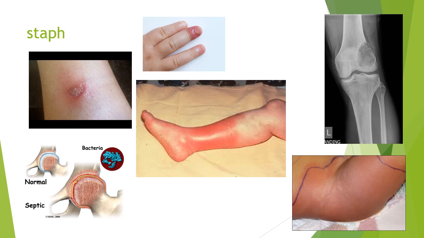On the bottom right is a hip, and it's outlined on the patient. We do outline on the skin so we can see if infections are traveling and getting worse before they get better. So that's a patient that's lying down with a leg up. And then there's just a pictogram of an infected joint and what that would look like.